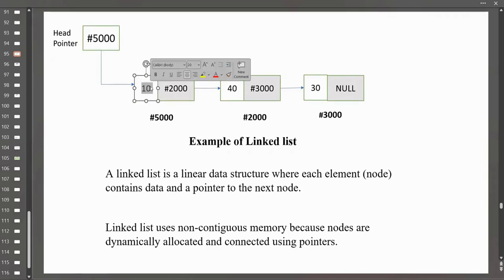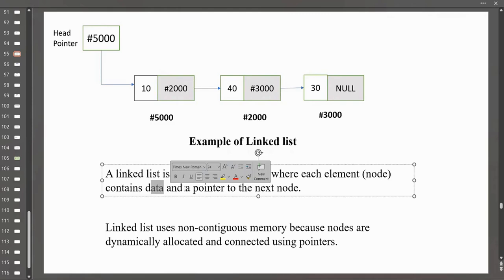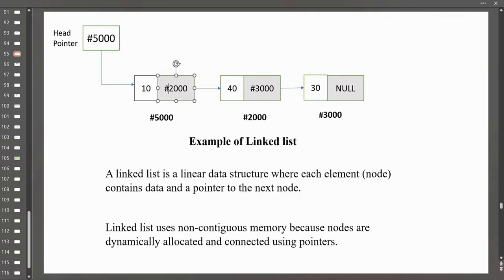One is data and another is a pointer to the next node. What is a pointer? A pointer is an address, no? So that's why I'm writing 2000 here. That's why we write: contains data and a pointer to the next node. Pointer to the next node means who is pointing to the next node. That's this pointer. This pointer is storing 2000. 2000 is the address of the next node. That's why I'm writing it here.